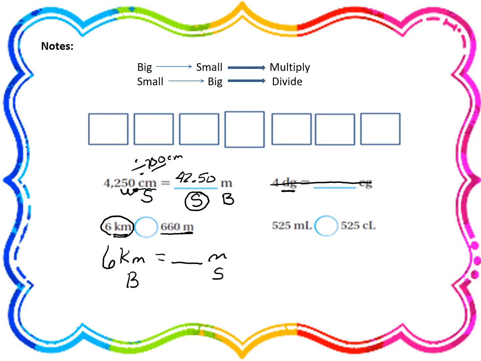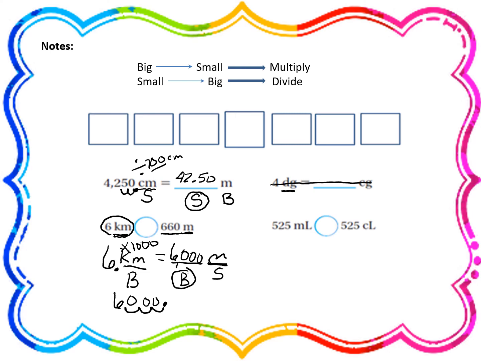Kilometers are big, meters are small. When I do it this way, I'm always going to multiply. How many meters are in a kilometer? If you look at your star chart, the answer to that question is 1,000. So here I'm multiplying by 1,000. I'm going to take the number 6 and move the decimal 3 places. So 1, 2, 3. Make room for 3 zeros. So my answer is 6,000.